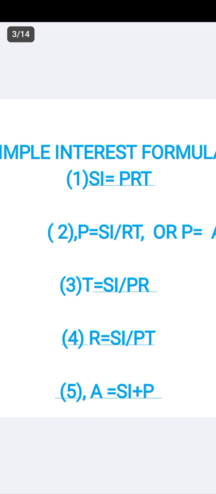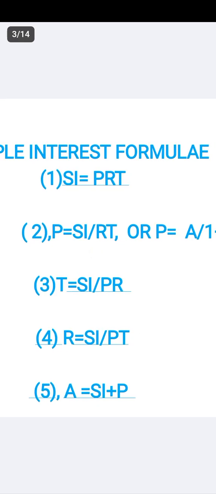So there are 5 things that we ask you to find in any simple interest question. They will ask you to find the simple interest. That is formula 1. They may ask you to find the principal. Formula 2. Formula 2 has two formulas. The first one is when you want to find the principal, when the simple interest is known, the rate is known, and the time is given. You use the first formula.